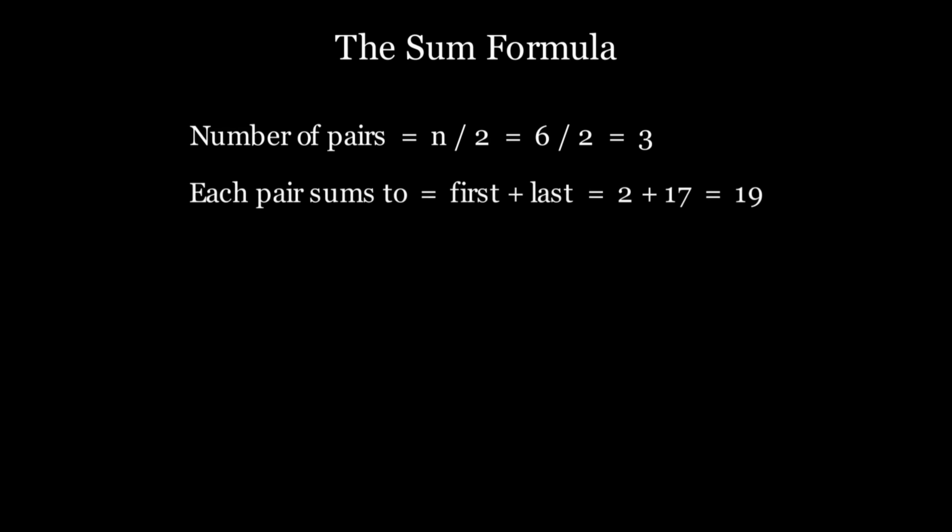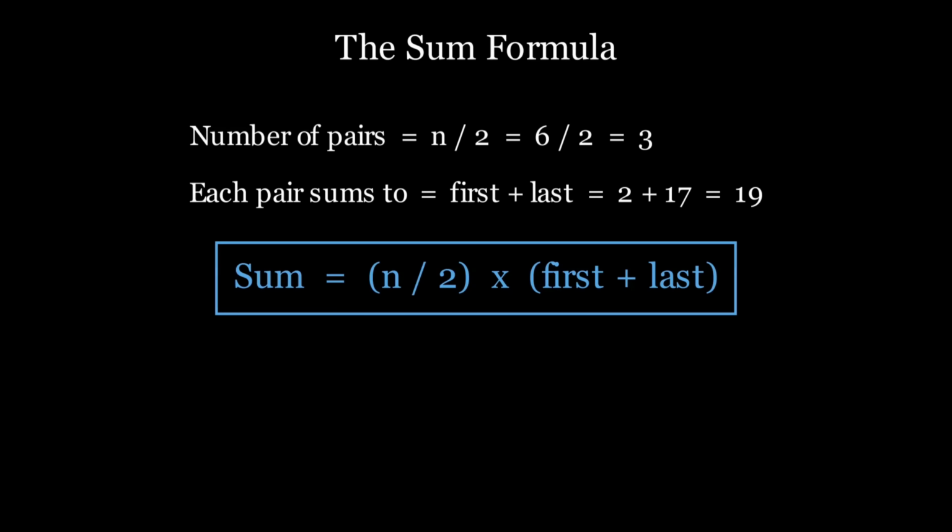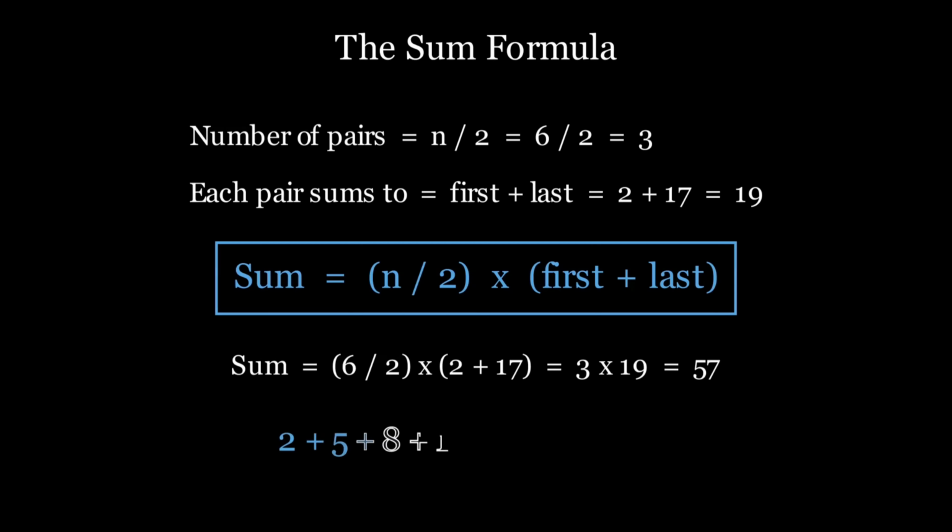Next, we are going to find the sum formula. The number of pairs we have is n by 2. Each pair sums up to 19, that is first term plus last term. So the sum will be n by 2 into (first term plus last term). In the previous case, n is 6, so the sum is 6 by 2 into (2 plus 17), that is 3 into 19, that is 57. When you add those terms, you will get 57 itself. So our sum formula is well defined, that is n by 2 into (first term plus last term).